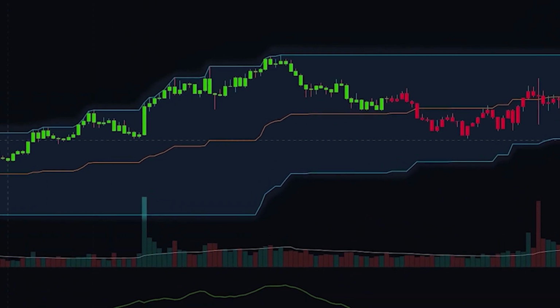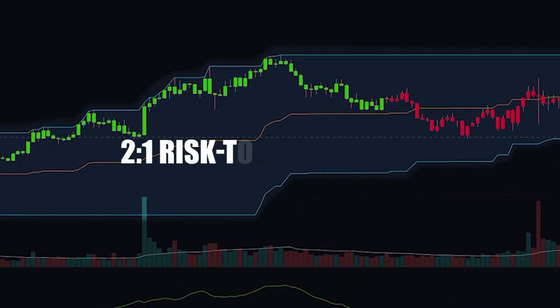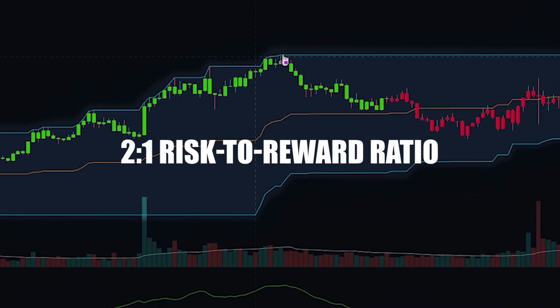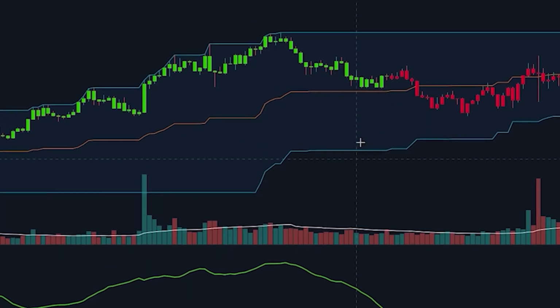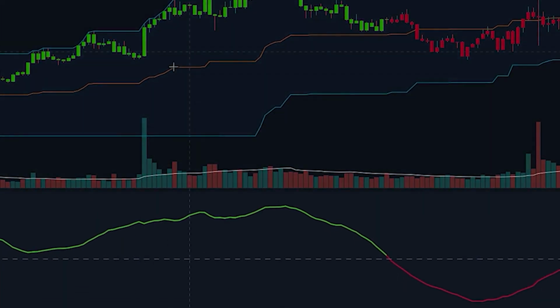After setting your stop loss, establish your take profit at a 2-to-1 risk-to-reward ratio. And just like that, you've got yourself a potentially profitable trade. Let's walk through a short example.